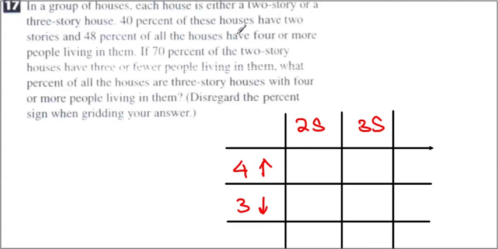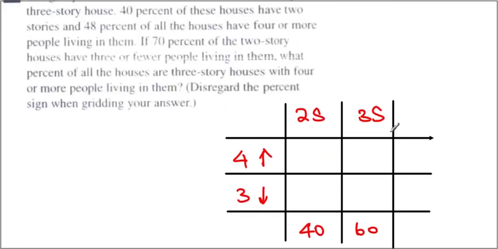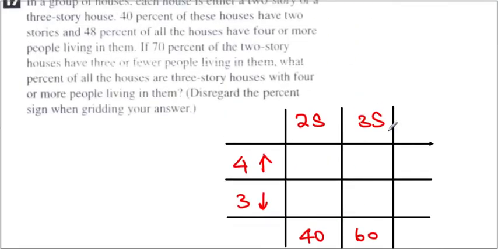Let's look at it. 40% of these houses have 2 stories. So that means this is 40%. So I'm just going to write down 40. Then that makes this one 60%. Now, 48% of all houses have 4 or more people living in them. So 48% is right here. That makes this one 52%. That's one thing that we should realize.